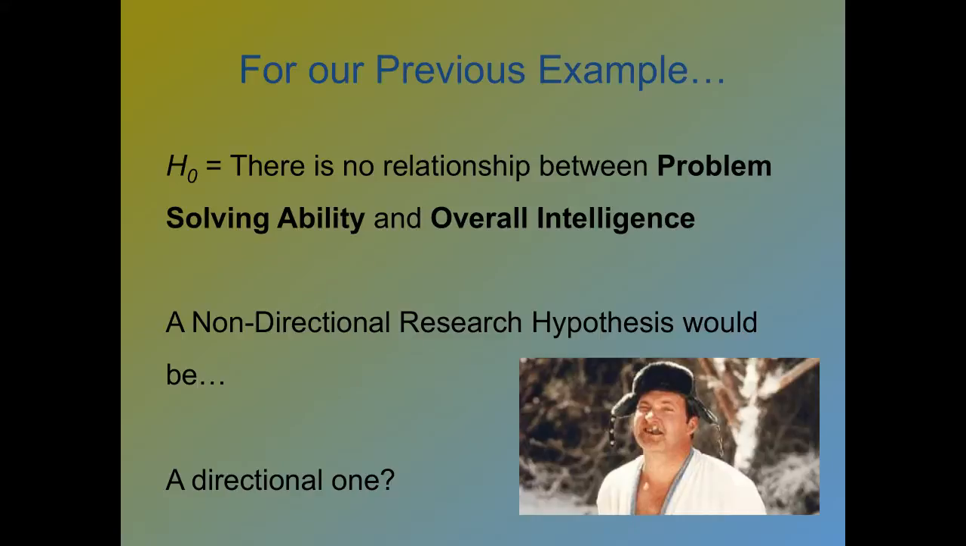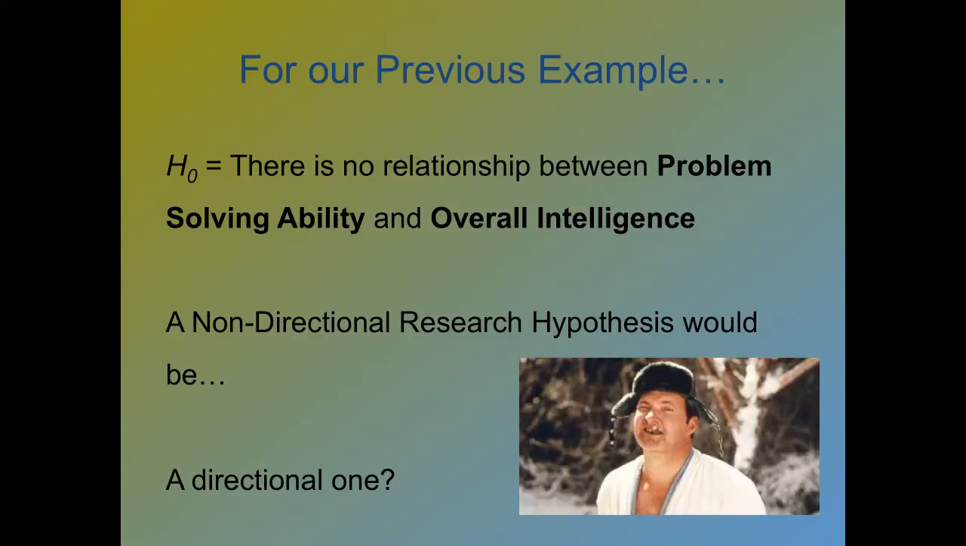So let's go ahead and form some non-directional and directional hypotheses. Here our null states there is no relationship between problem-solving ability and overall intelligence. How would we form a non-directional? Remember, non-directional means that it can go either way. Of course, once you solve the problem, you're going to have some form of direction, but you're not predicting that. So when you're forming the research hypothesis, it's pretty much your prediction of what you're hoping to find.